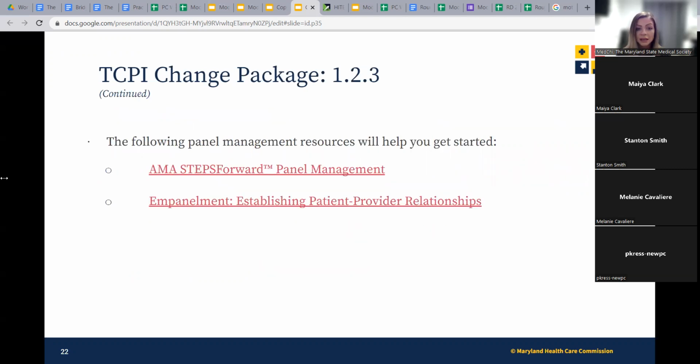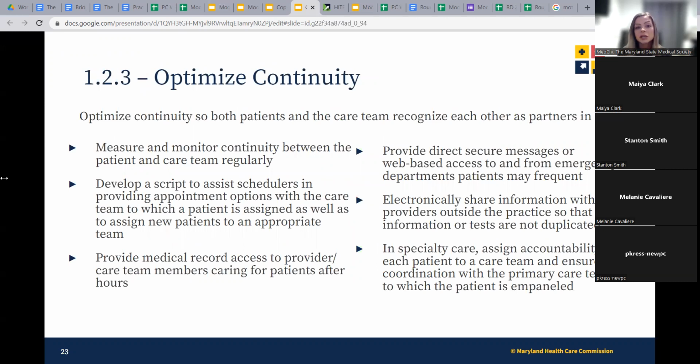And the two links on this slide are resources to help with panel management. And some suggestions: measure and monitor continuity between patient and care team regularly, and develop a script to assist schedulers in providing appointment options with the care team. Provide medical record access for after hours and direct secure messages to and from emergency departments. And share information electronically to reduce duplicate information and tests. For specialty care, assign accountability for each patient to a care team and ensure coordination with the primary care team.